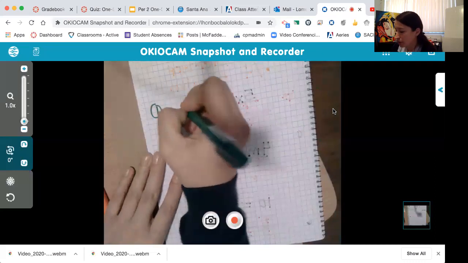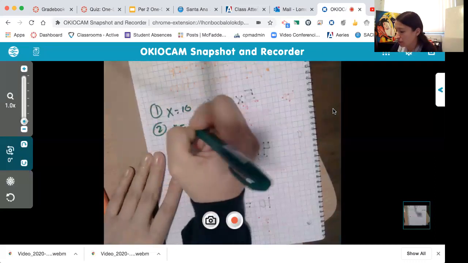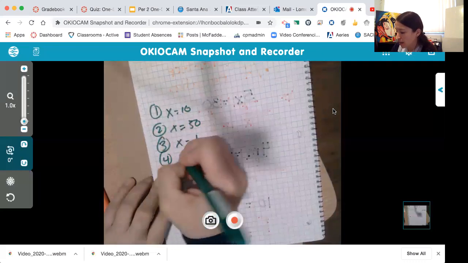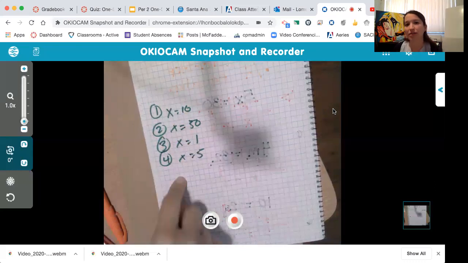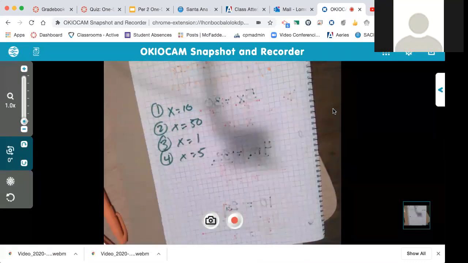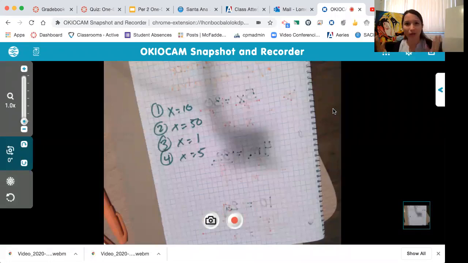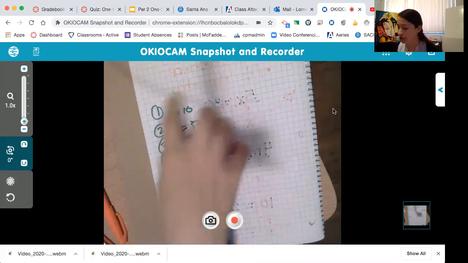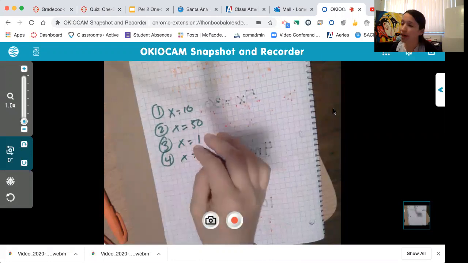Now, some of you, you'll turn in your notebook and this is what you'll do. You'll go x equals 10, x equals 50, x equals 1, x equals 5. Now, if you do this, now all the answers are correct. How many points do you think you get if you turn in a picture of this? 0. Thank you. So you have really gotten to know me, right? You understand that if you just take a picture of just your answers like this, you don't get any points.